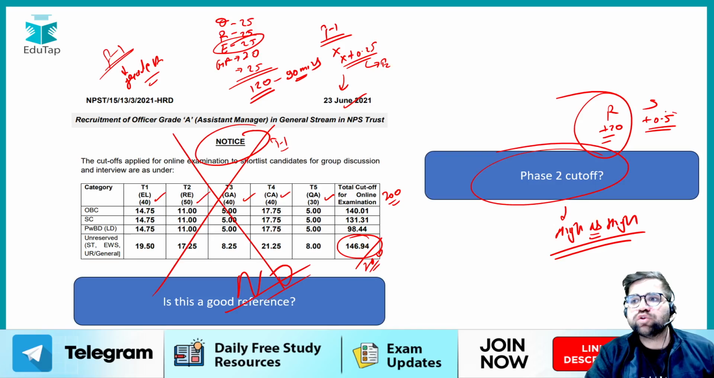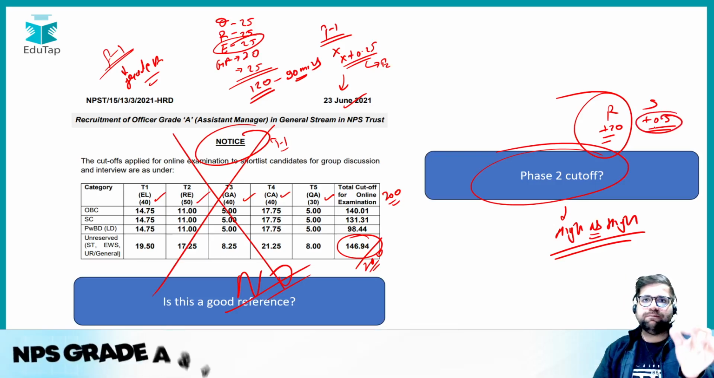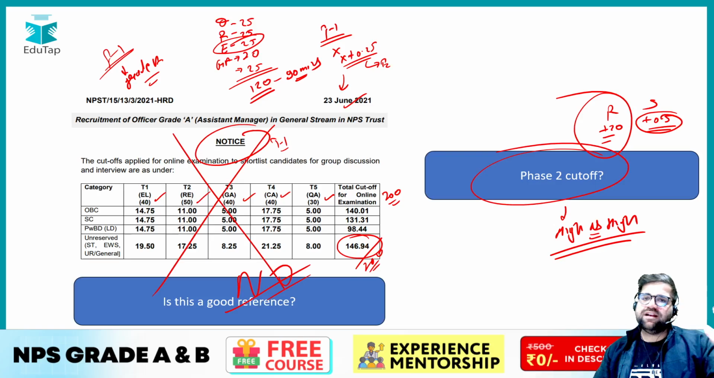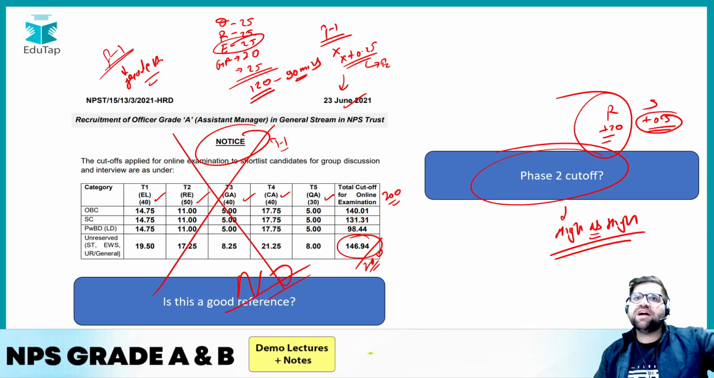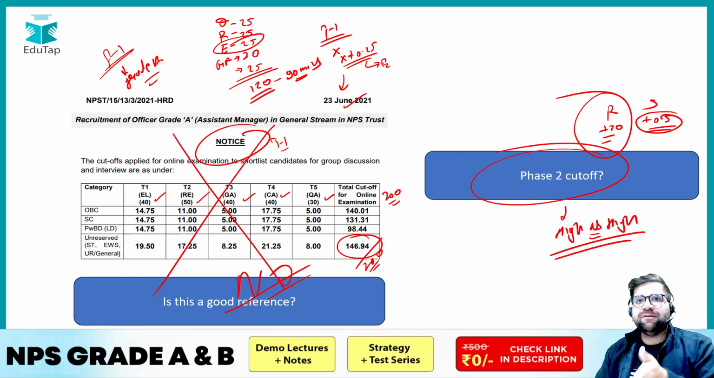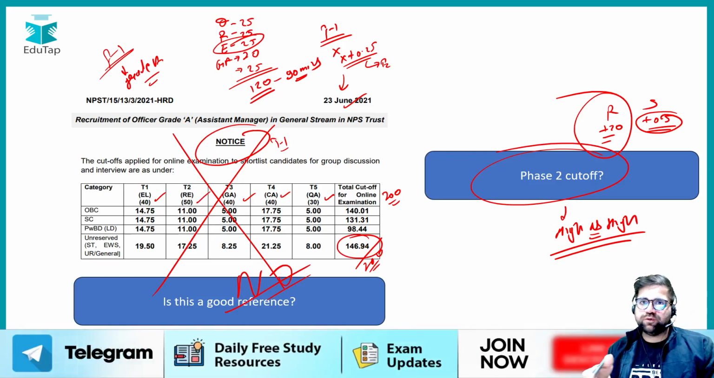Even if you are scoring just a minor margin above the cutoff, then definitely the interview will come into the picture. Then interview marks will come into the picture. And this time, if you see, 50% of weightage is given to phase 2 marks, and 50% of weightage is given to interview marks.